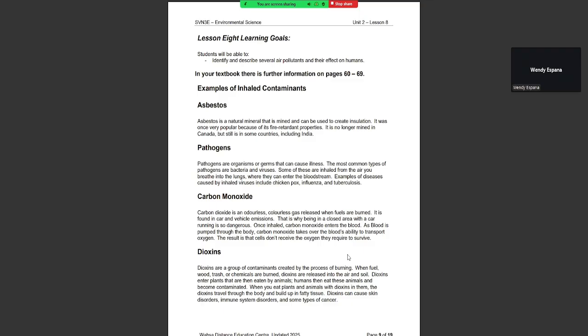A result of that could be something like cancer, some immune system disorders, and we'll get, like I said, a little bit more into the biology of it, looking at some of the diseases, etc., in a little bit.